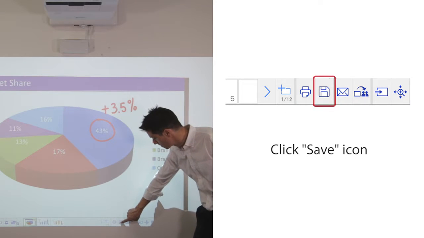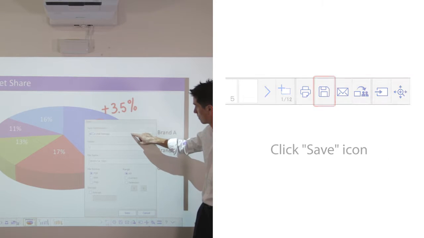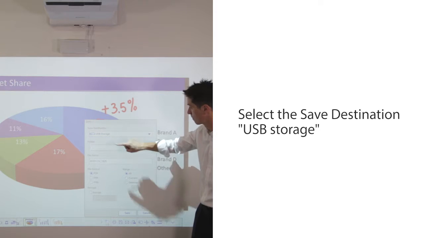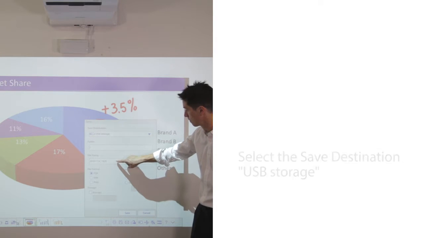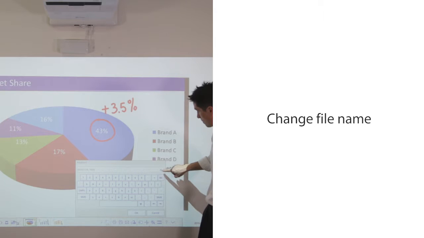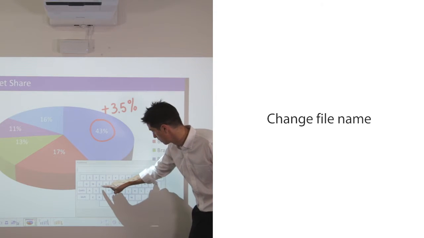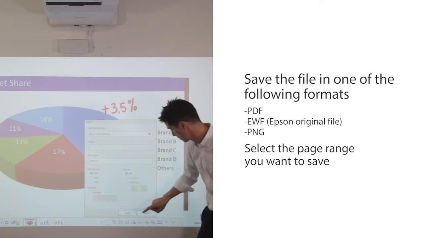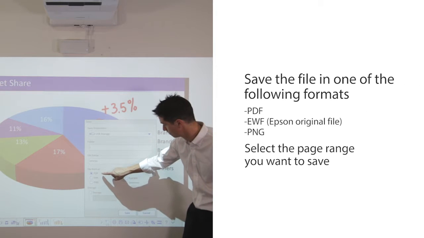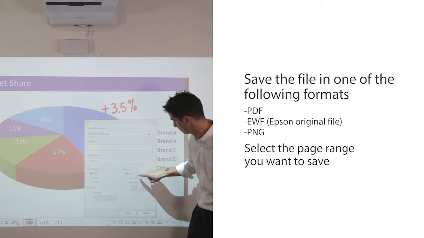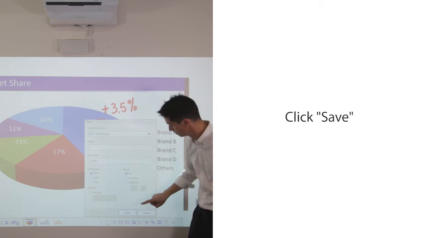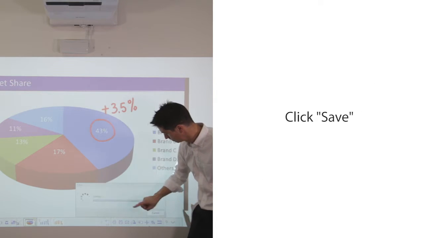Click Save icon on projected image. Select the save destination, USB storage. Change file name as you like, if needed. Save the file in PDF, Epson original format, or PNG. Then select page range. Epson format allows you to come back to it and make changes to your file. Click Save, and your notes are saved on your USB thumb drive.